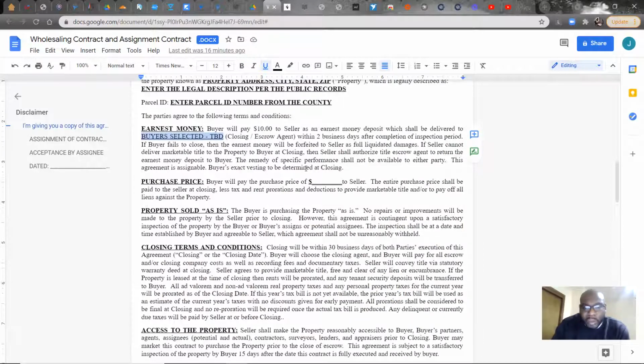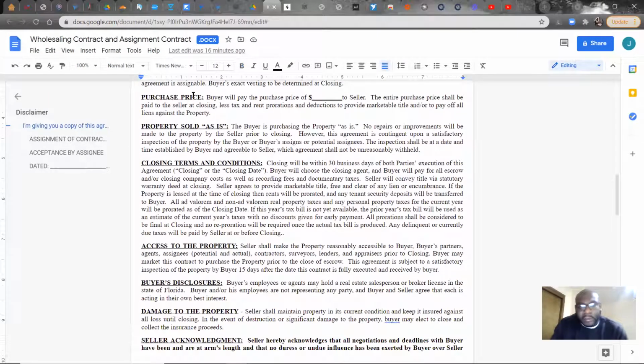Earnest money deposit would be deposited within 2 business days to the closing attorney or escrow. Blah blah blah. If buyer fails to close, then earnest money deposit is forfeited to the seller, and that's why we want to go as low as possible. That way, if we can't find a cash buyer for the deal, then you're not losing anything but $10.